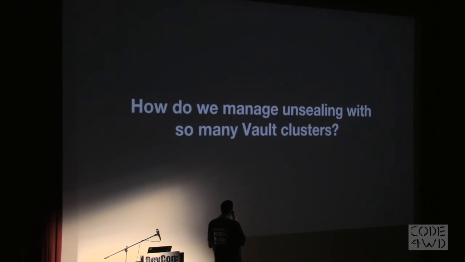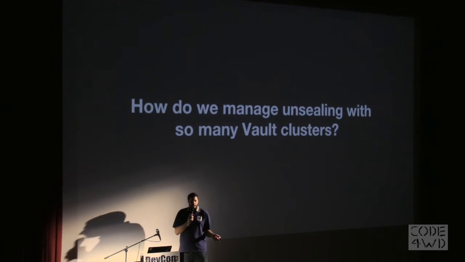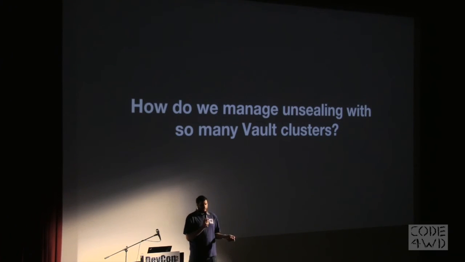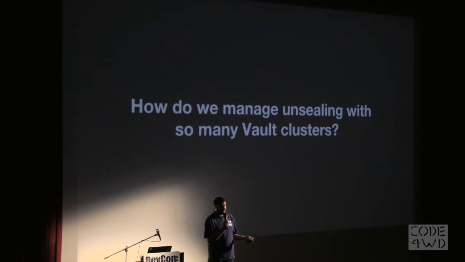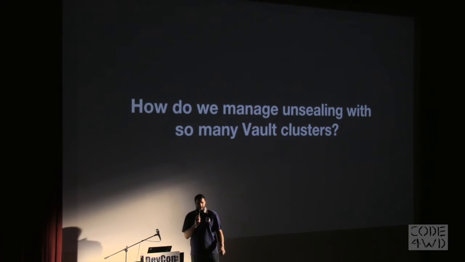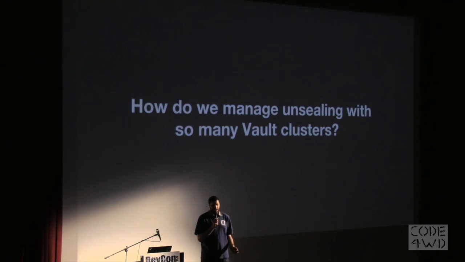Challenge number one, how do we manage unsealing with so many Vault clusters? I didn't go into the Vault architecture, but very briefly, Vault stores everything encrypted, and it has a built-in key ring of encryption keys that'll encrypt all the data. That key ring is also encrypted by something called the master key. The master key is a sharded key which doesn't sit in Vault. This is the one piece of information that's not in Vault. It's the one ring to rule them all.